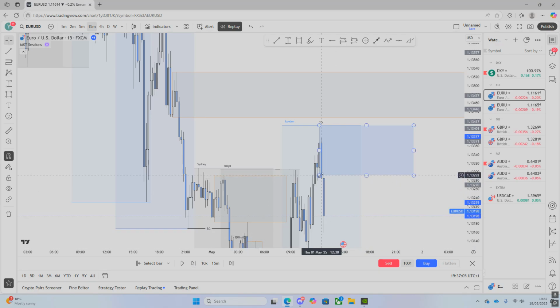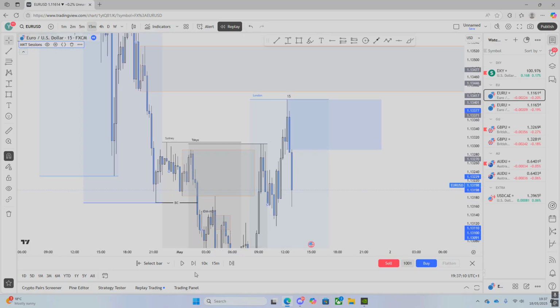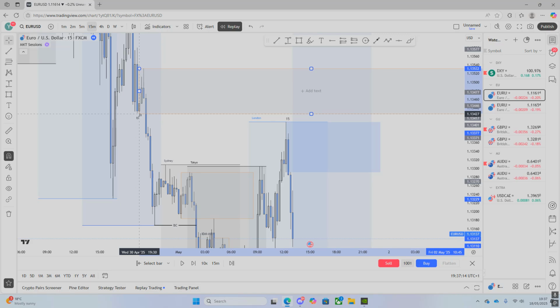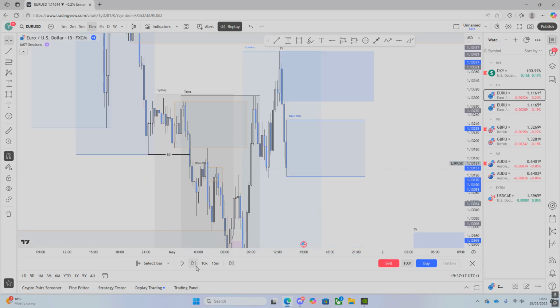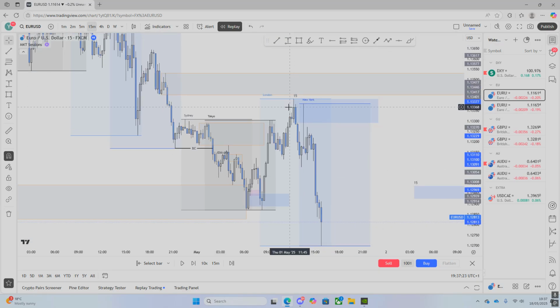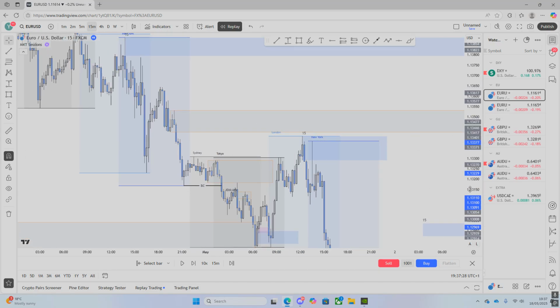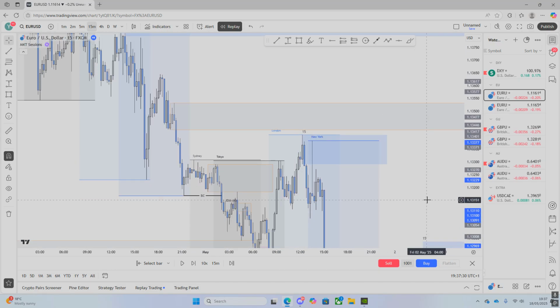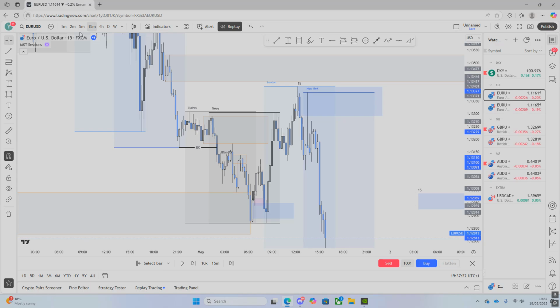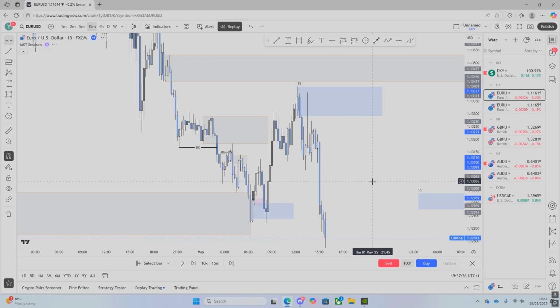Why did I mark this out? Or maybe for another day or something. Okay, so I think it missed this, unfortunately. Then it kept going down. What's going on here? Why did I mark this? There was no reason for me to mark this. Alright, anyways.